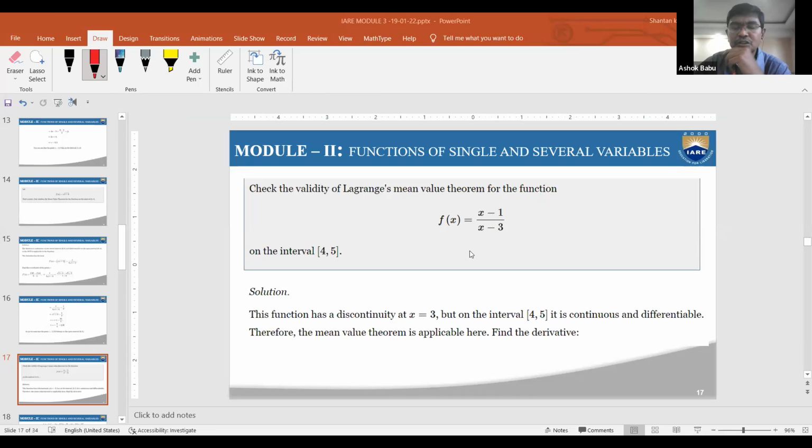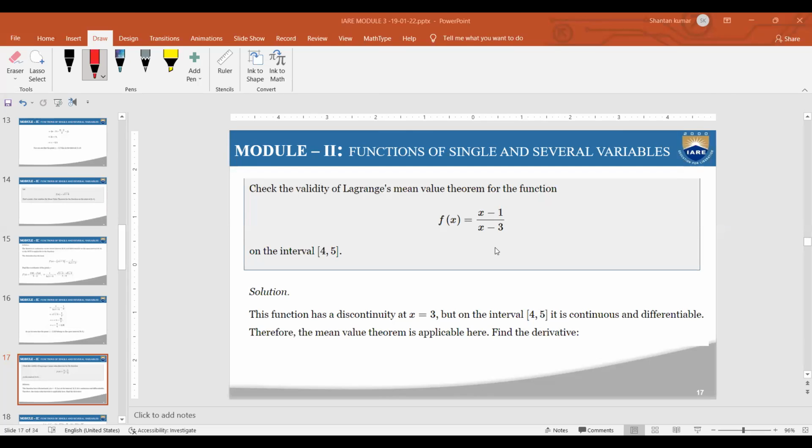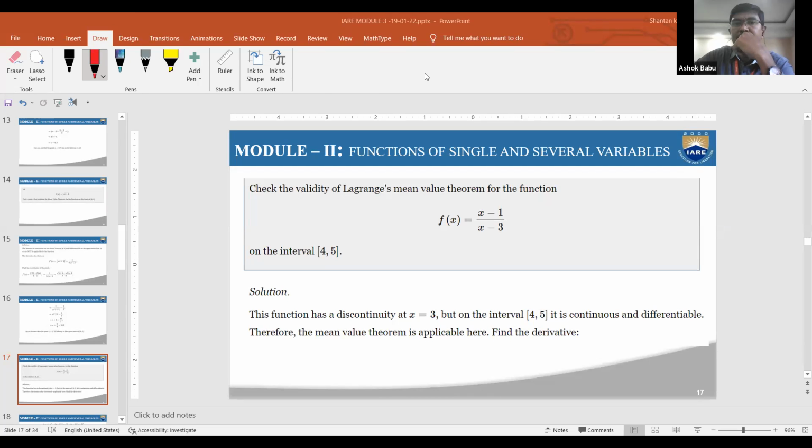Send the answer. Solution this one. x minus 1 by x minus 3. No one completed still.